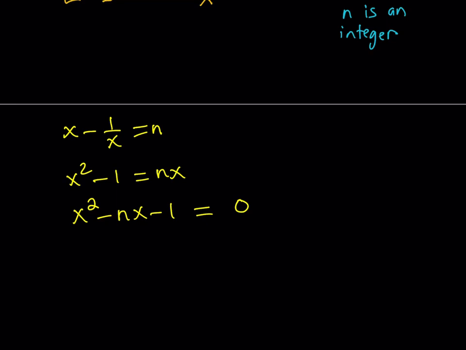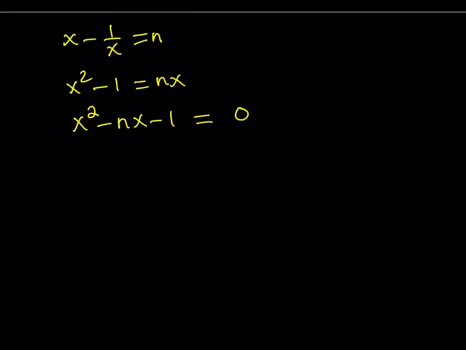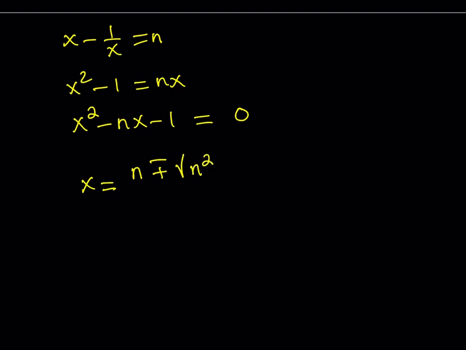Since this doesn't seem to be factorable, we can just go ahead and use the quadratic formula. Let's use it. x equals negative b, which is n, plus or minus the square root of b squared, in this case n squared, minus 4ac. A is 1, c is negative 1, so their product is going to be positive 4, and then we're going to get this, all divided by 2.